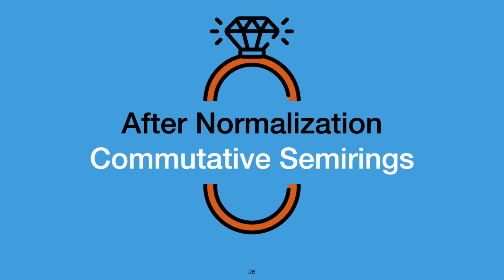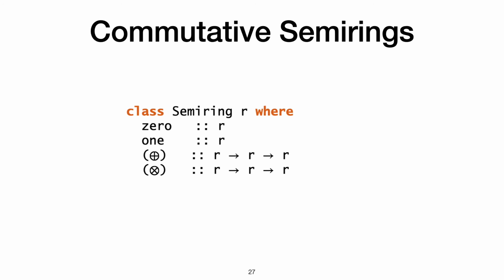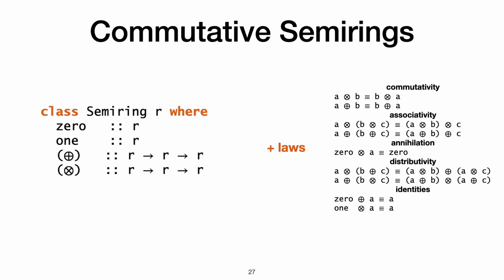So let's have a more detailed look at this other algebraic structure, the commutative semiring. A commutative semiring features four operations: a 0 with addition and a 1 with multiplication. Also, these semirings come with several laws, and in comparison with regular semirings, commutative semirings also feature a commutative multiplication, the first law here.